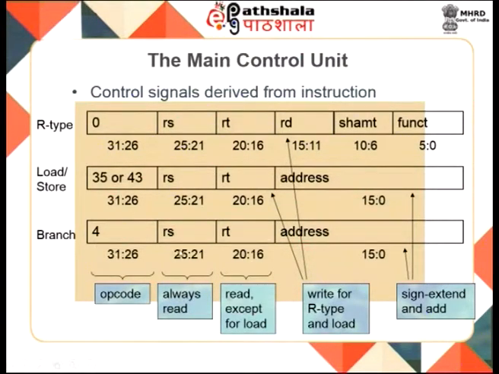For a branch instruction, again these two registers are the registers whose data are going to be compared, and this gives you the target address which is going to be shifted left by 2 bits and added to the program counter.